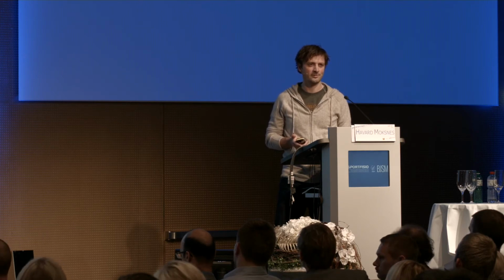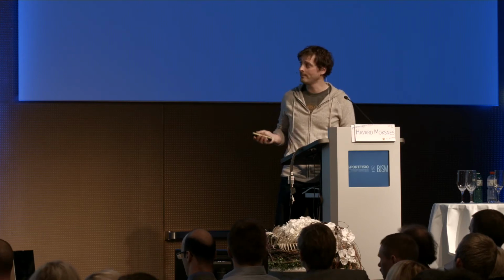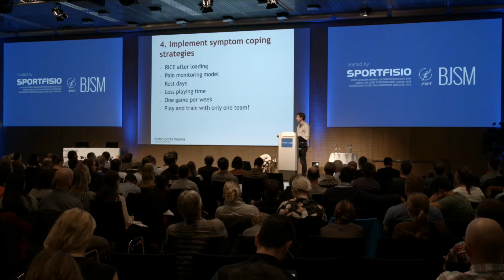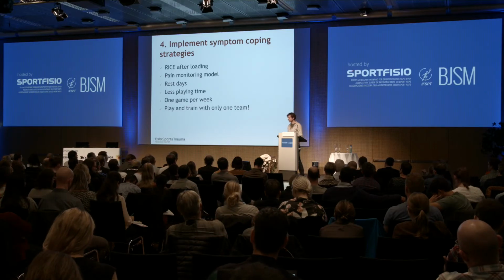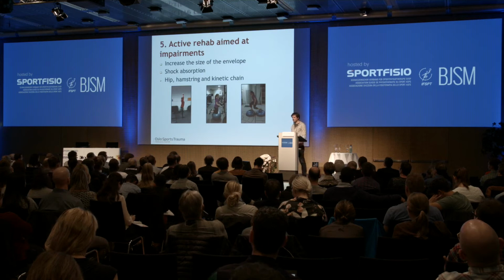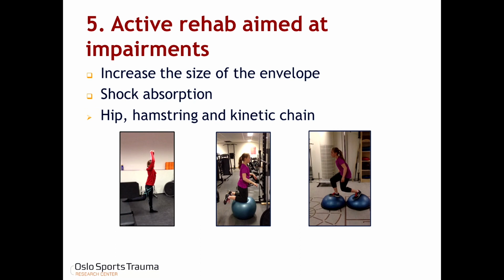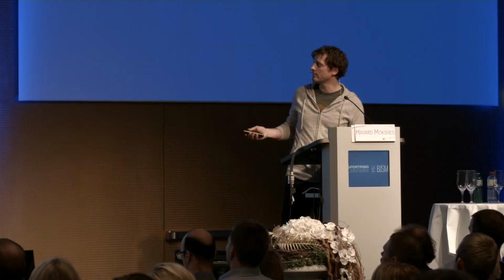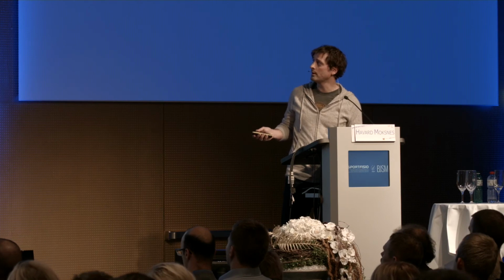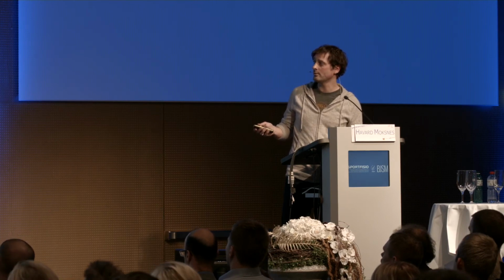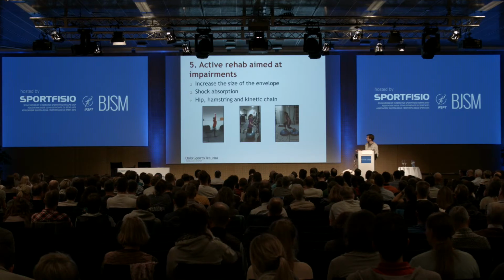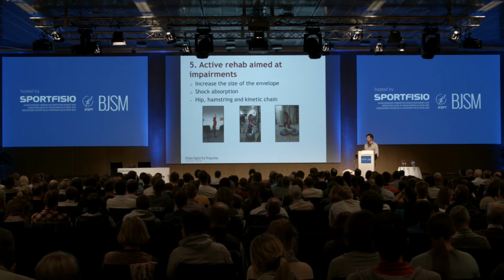The father, usually. So it's a good thing to have him or the mother involved in this, so they have to learn as well. Then we do the rehabilitation, which is, in most cases, not aimed at the knee, more for the hip. So we're trying to increase the size of the envelope, training them to absorb shocks with jumping. We can use different methods to take away the shock. And the strength and functional training is mostly aimed at the hip, the hamstring, and the kinetic chain control exercises.